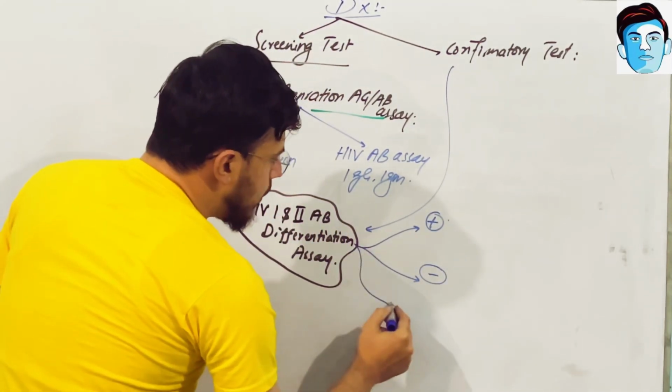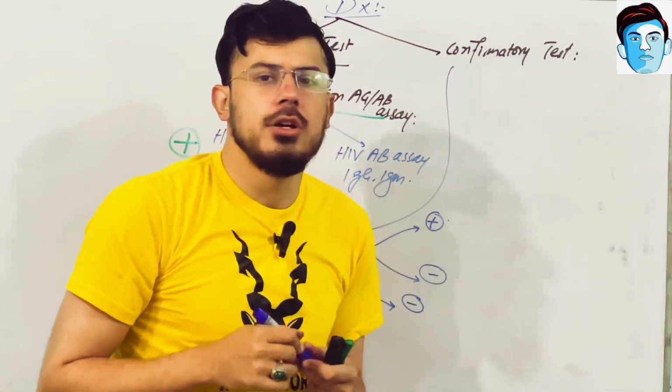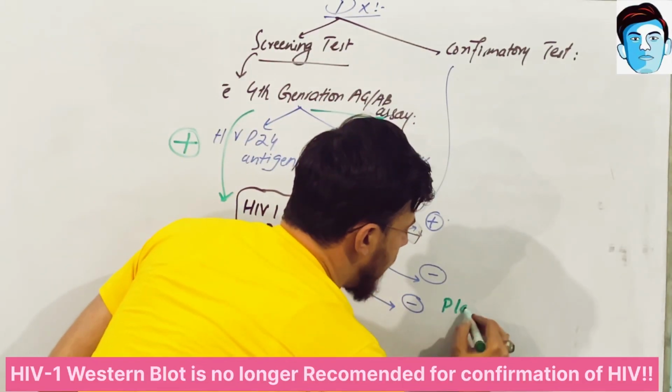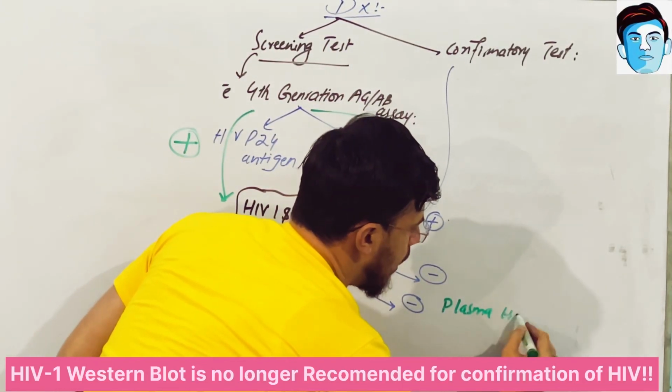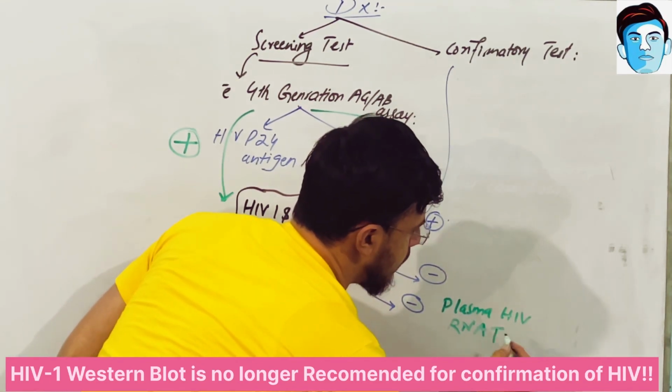But if the test is negative and you have high suspicion, then we can do plasma HIV RNA testing.